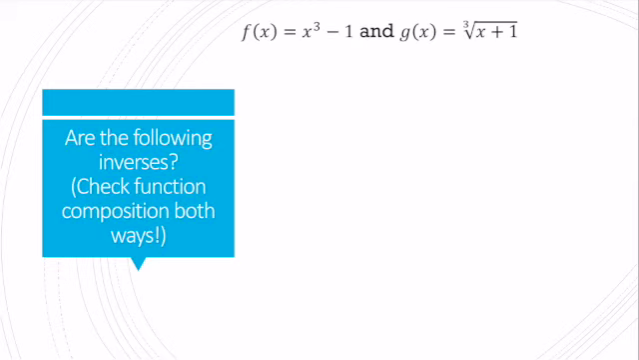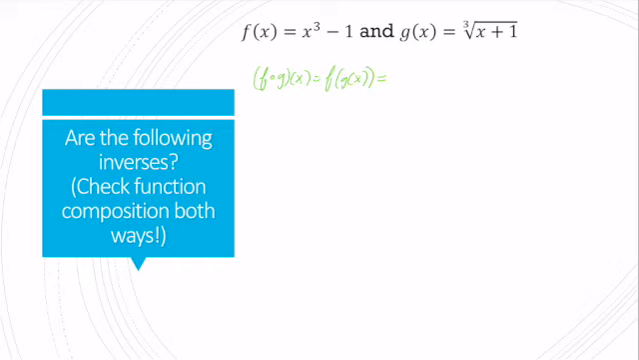So let's go ahead and determine if the following two functions are inverses. And in order to do this, we need to check function composition both ways. If you need a refresher on function composition, feel free to check out section 1.1 videos where I do a couple examples of function composition. So I'm going to go ahead and take f composed with g of x. That means I'm going to plug in g for x.